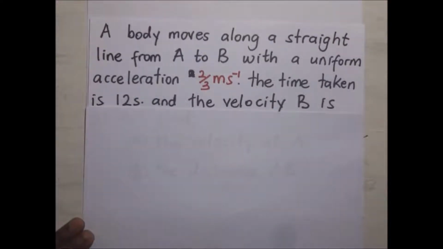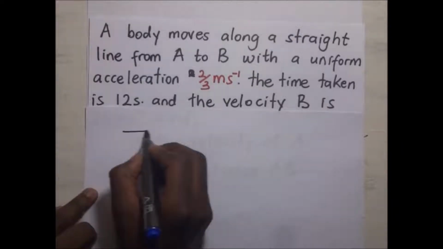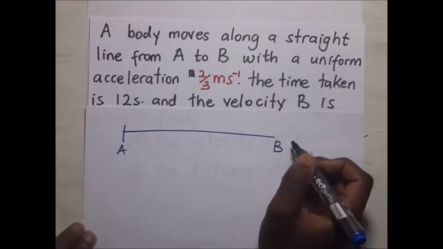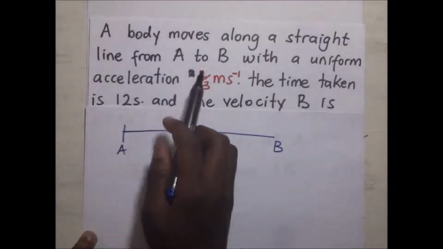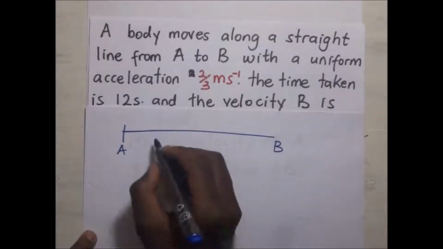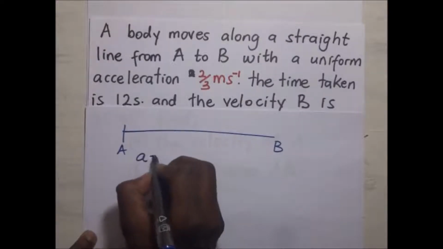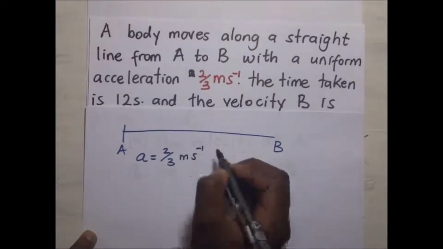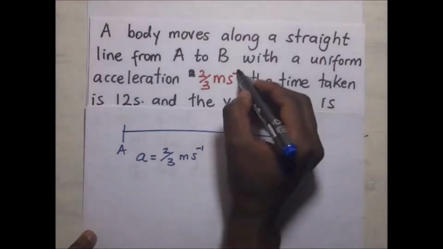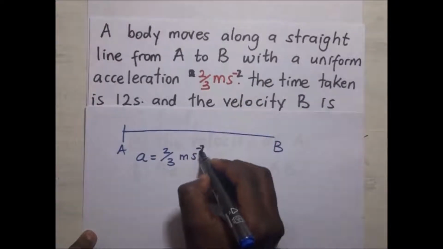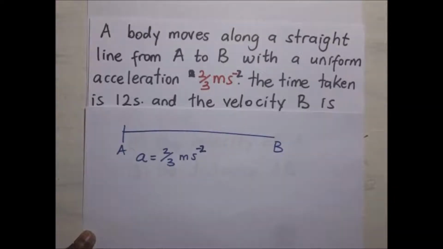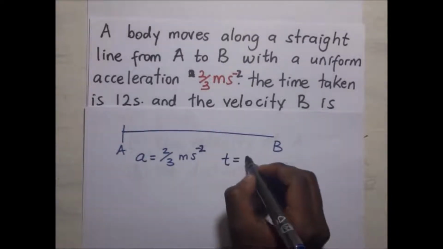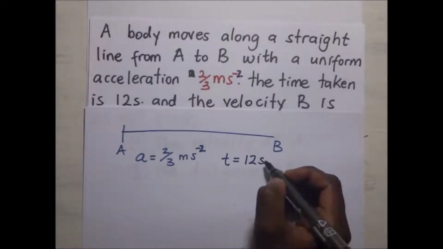A body moves along a straight line from A to B. So if this is our straight line, it's moving from point A to point B. And in this straight line from point A to B, it's moving with a uniform acceleration. So the acceleration of this body is 2/3 meters per second. Of course, acceleration is meters per second squared. The time this thing is taking is 12 seconds. So the time taken here is 12 seconds.